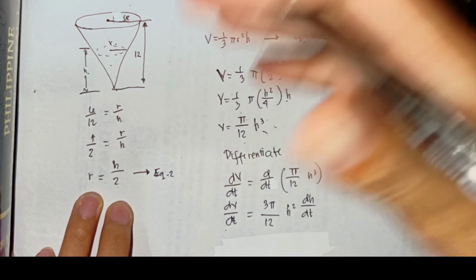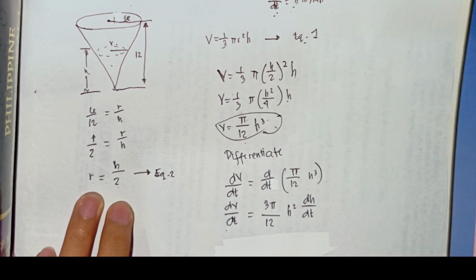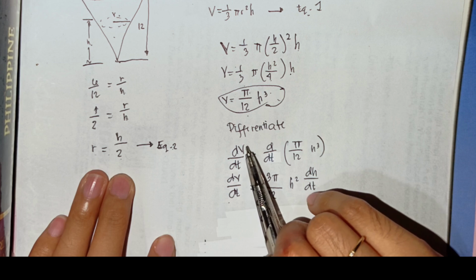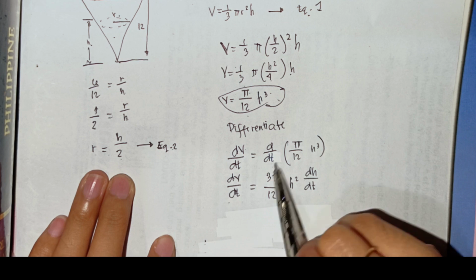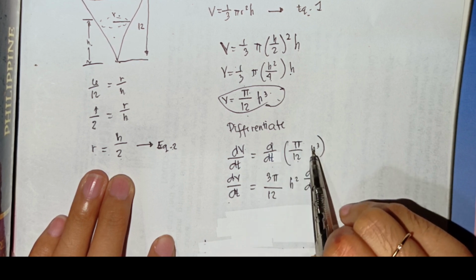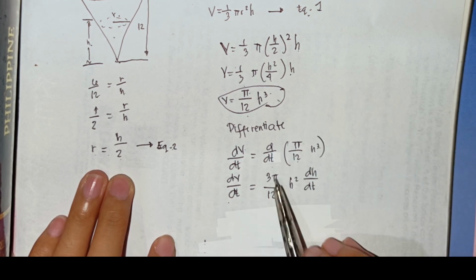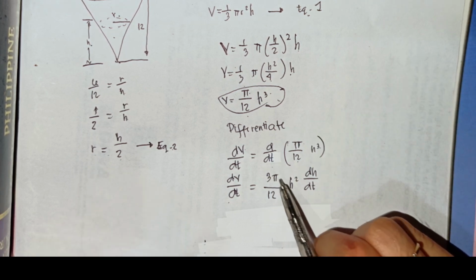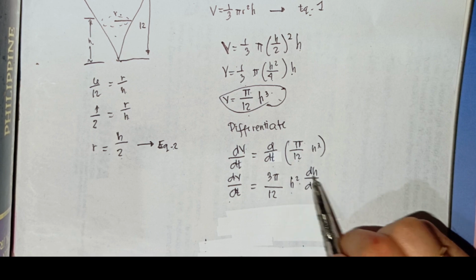Next, let's differentiate. So, the derivative of volume with respect to time is equal to d/dt of pi over 12 h cubed. So, dV/dt is equal to, the differentiation of it is 3 pi over 12 h squared dh/dt.